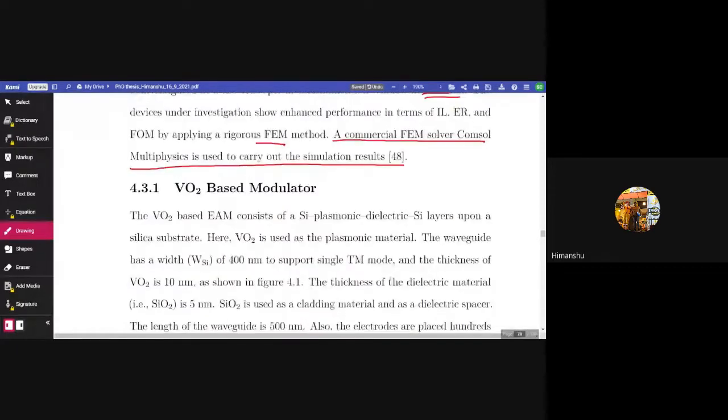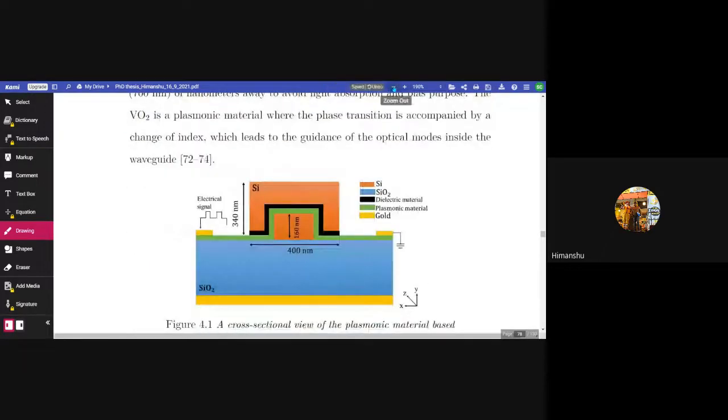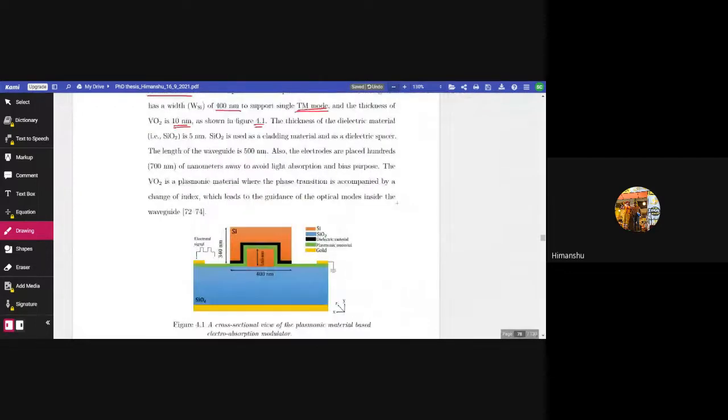Now, section 4.3.1, VO2 based modulator, vanadium dioxide based modulator. The VO2 based electro-absorption modulator consists of a Si, plasmonic, dielectric, Si layer upon a silica substrate. Here, VO2 is used as a plasmonic material. The waveguide has a width WSi of 400 nanometer to support a single TM mode, and the thickness of vanadium dioxide is 10 nanometer, as shown in figure 4.1. The thickness of the dielectric material, that is silicon dioxide, is 5 nanometer. Silicon dioxide is used as a cladding material and as a dielectric spacer. The length of the waveguide is 500 nanometer. Also, the electrodes are placed hundreds of nanometers away to avoid absorption and for biasing purpose. So 700 nanometer. It is kept away for biasing purpose.